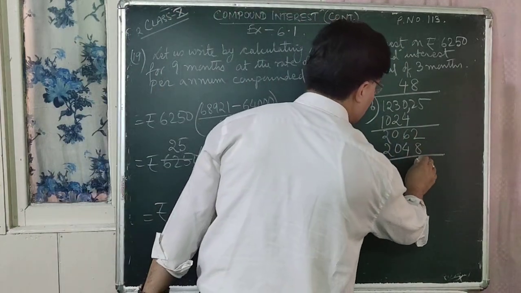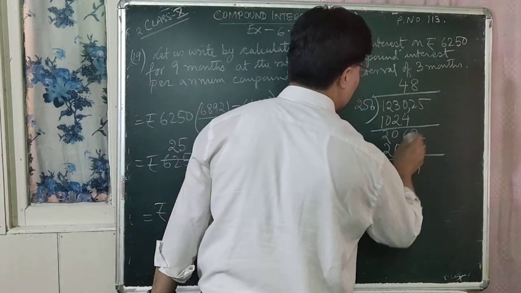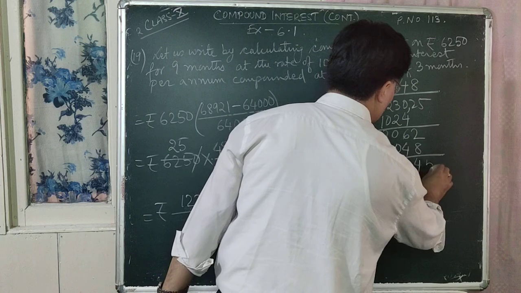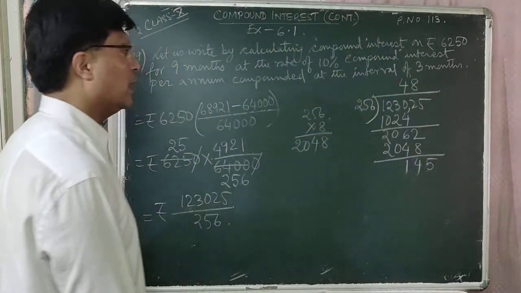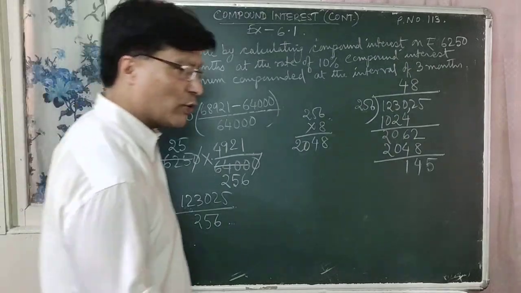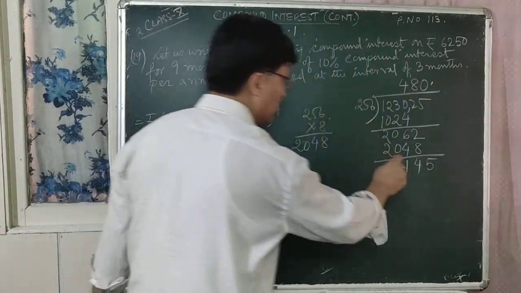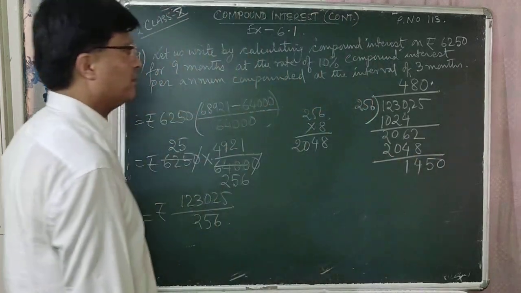Now this 12 minus 8 is 4. So this 5 minus 4 is 1, right? Again, 5 is there, okay? But you cannot divide 145 by 256, so it is 0. Then write down the decimal point. Then 0 is there. Okay.